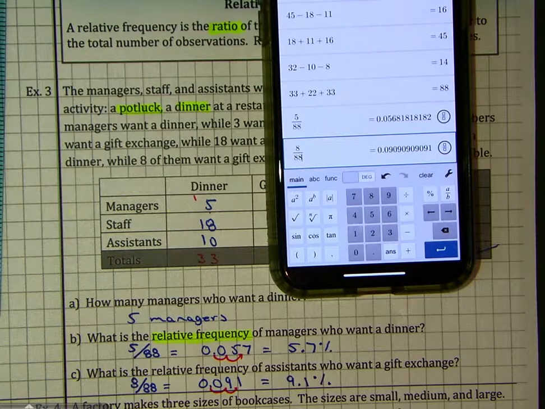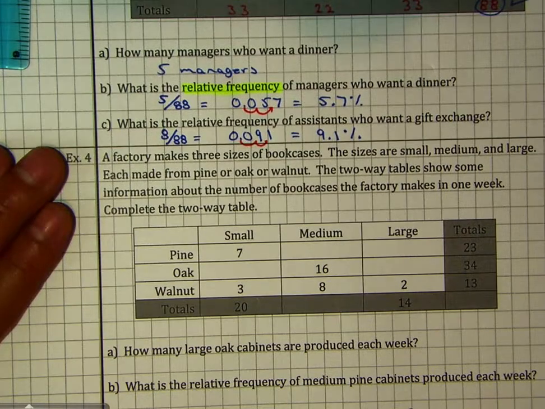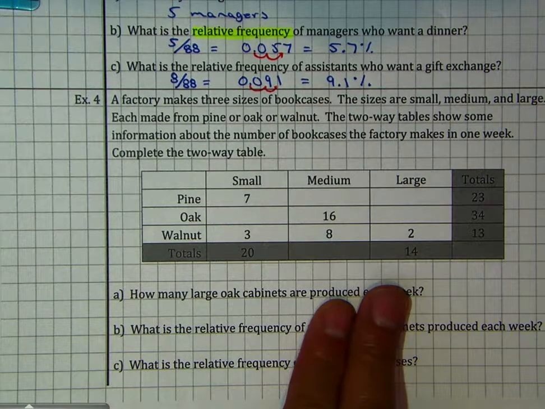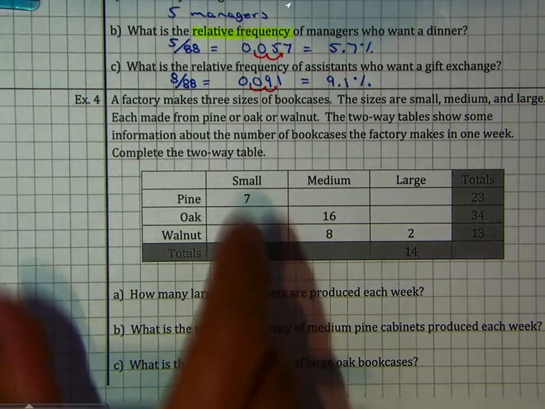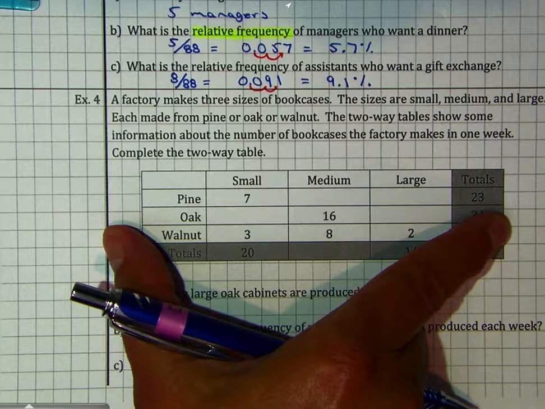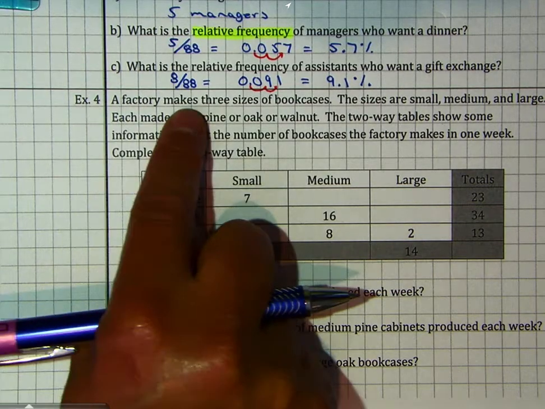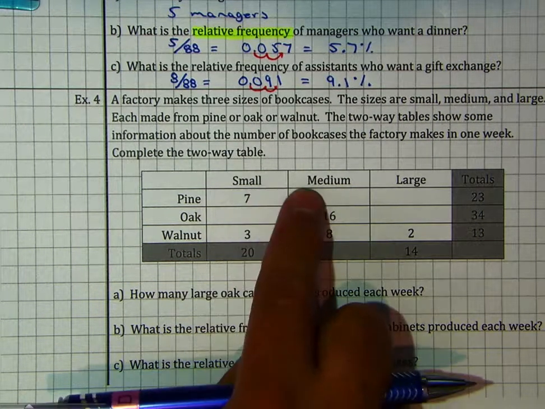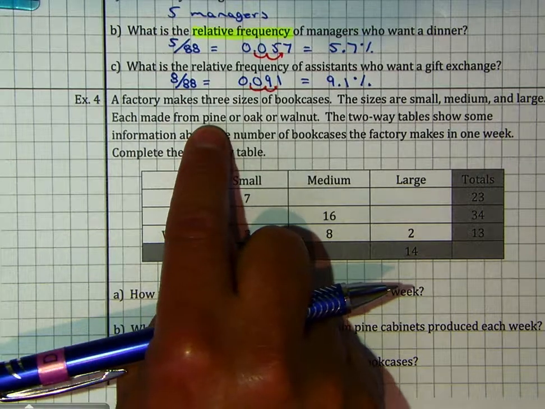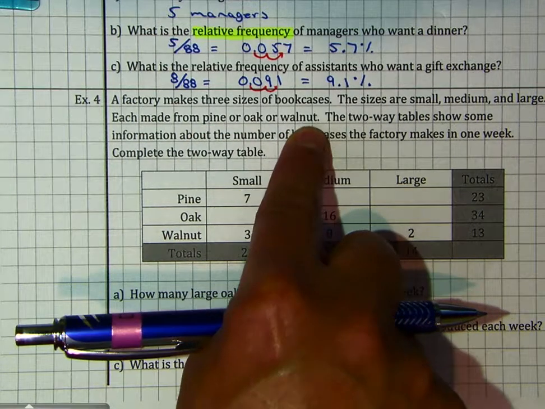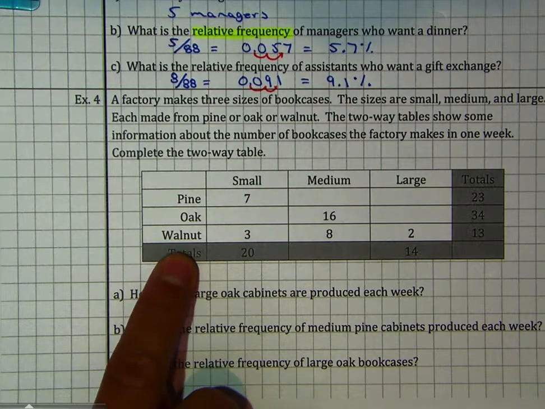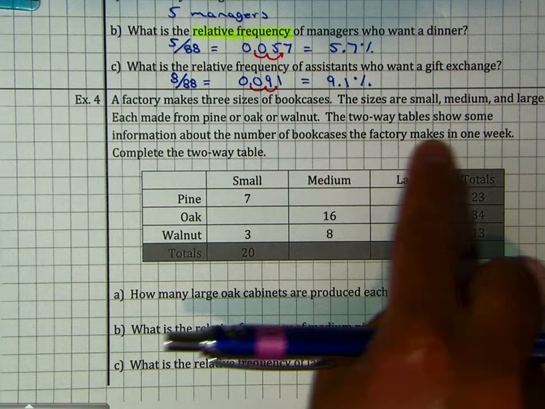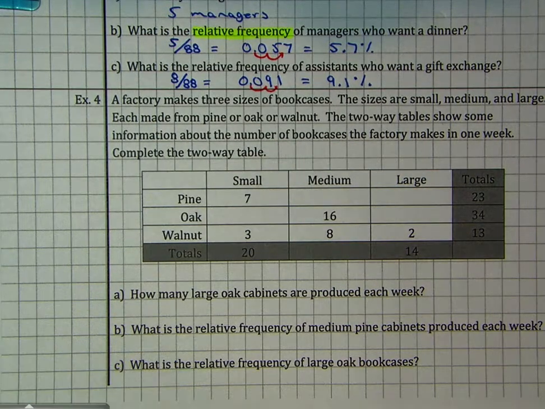And let's go over the last problem for today. So take the time to write it down, and then we'll continue once you are ready. Go and pause it. So notice that in this case, they filled out a table for you. It says a factory makes 3 sets of bookcases, small, medium, and large, and those are on the columns. Each made from pine, oak, or walnut. The two-way frequency table shows information about the number of bookcases that factory makes in 1 week. Complete the two-way table.